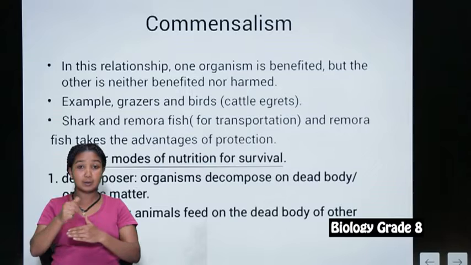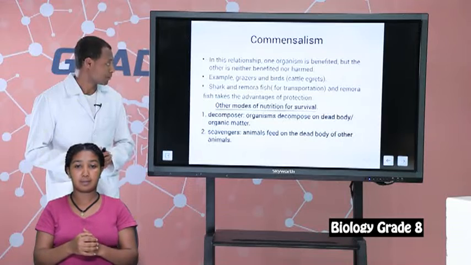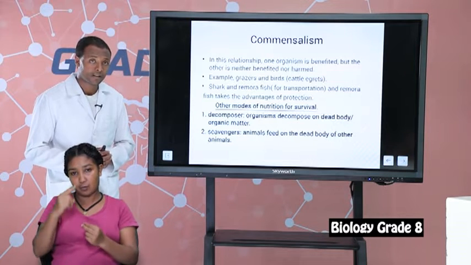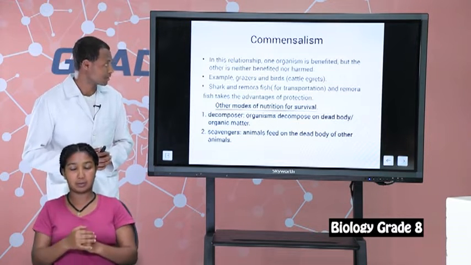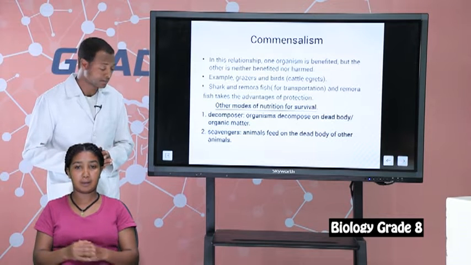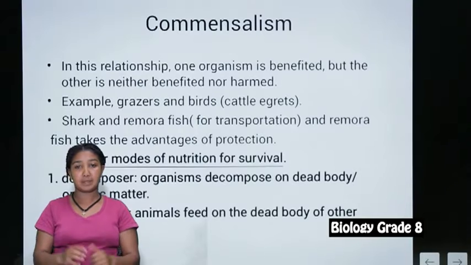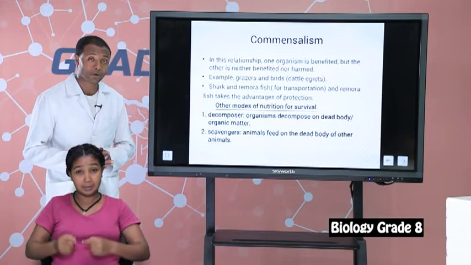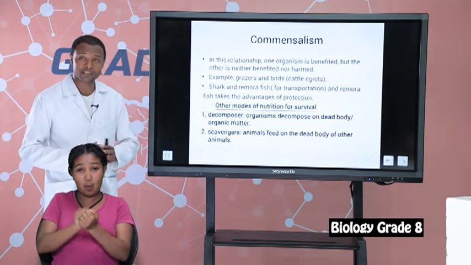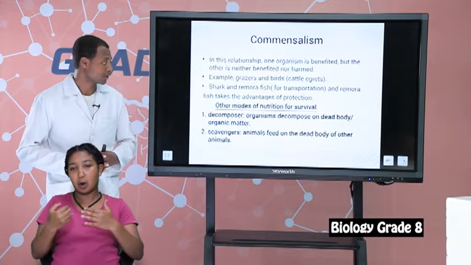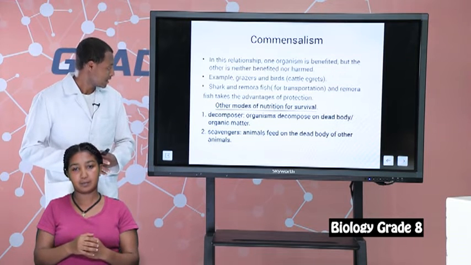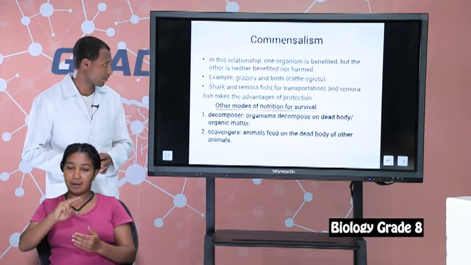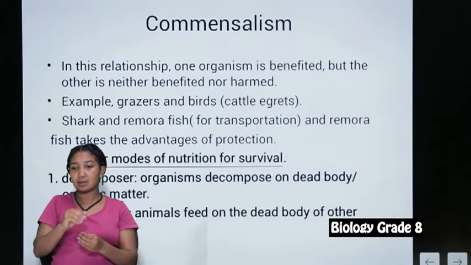The next 2 points are other modes of nutrition for survival. Actually, this is not an association. The first one is decomposer. Decomposers are organisms, especially microorganisms. They feed or decompose on dead matter in order to get their food. The second is scavengers. Scavengers are animals that feed on the dead bodies of other animals.